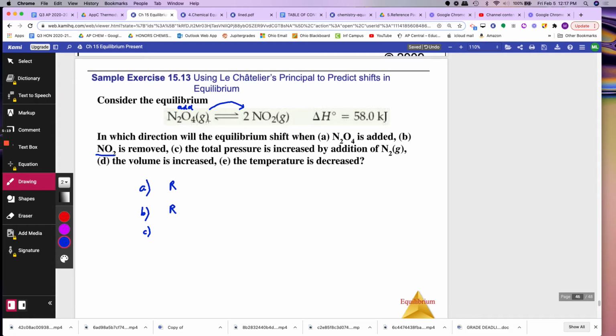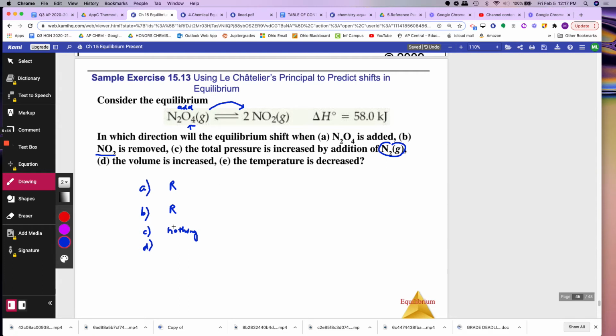Since N2 is not a part of the reaction, nothing will happen. You only need to be concerned with the partial pressure of that. Remember, the gases don't see each other, so you won't even know that N2 was there. Okay?